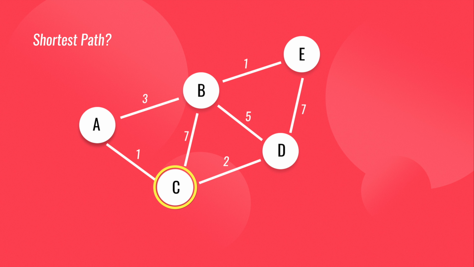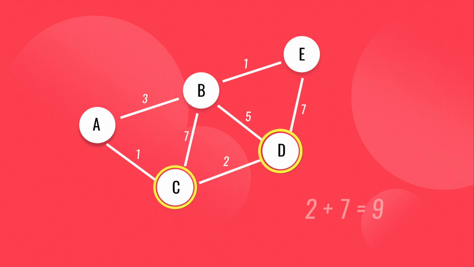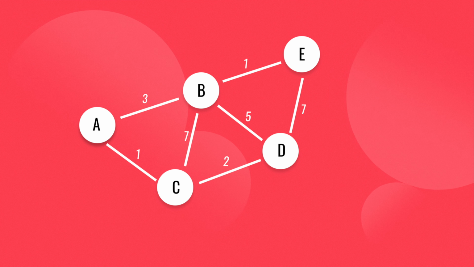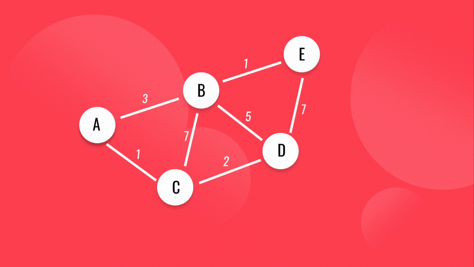We can go from C to B to E for a cost of 8, or we can go from C to D to E for a cost of 9. We can also go from C to B to D to E for a cost of 19. We can go through all the combinations until we find the smallest cost. This is easy for a graph that has 5 nodes, but gets way more complicated as we increase the number of nodes and edges. This is where Dijkstra's algorithm comes into play.